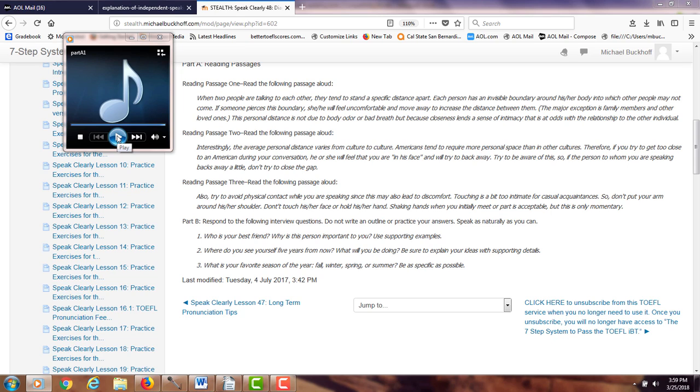Okay, and let me take some notes here. Let's see what we have. I think the T and the D, they tend to stand a specific distance apart. Be careful of the T and the D consonant sounds.